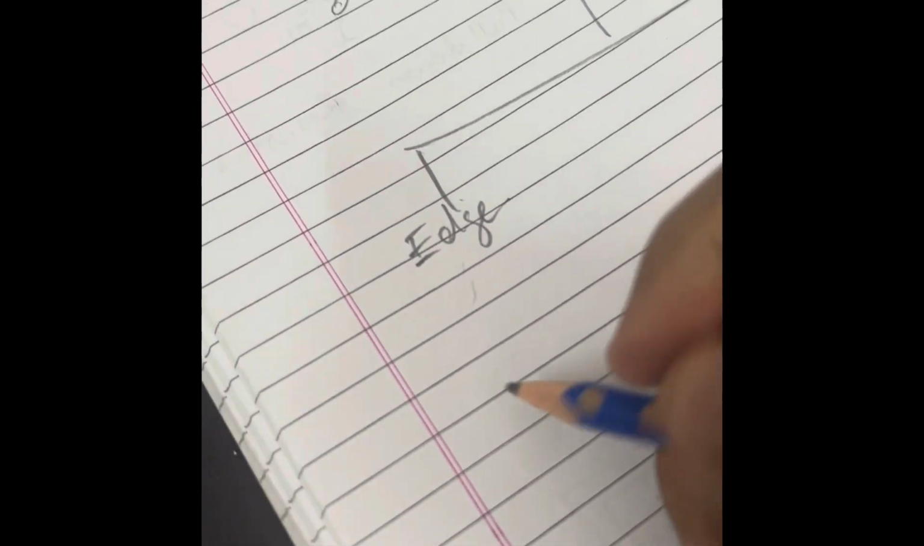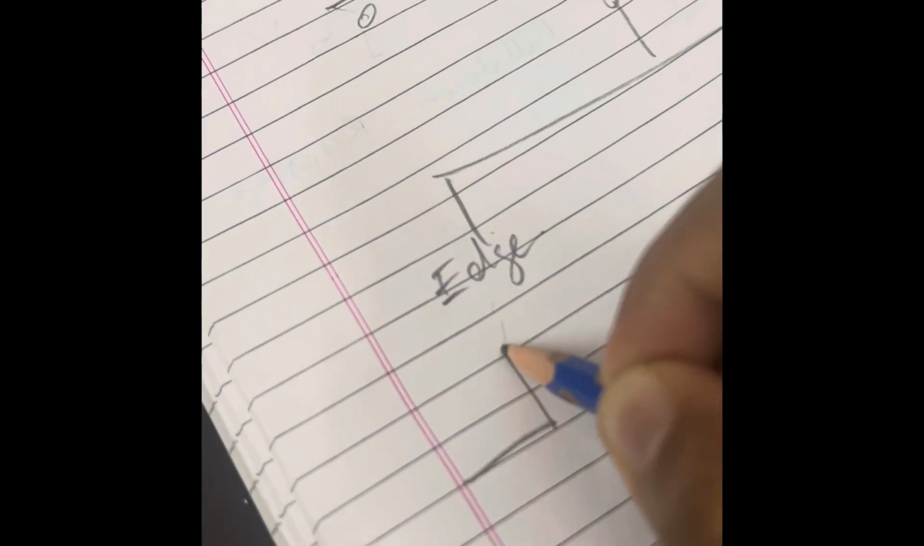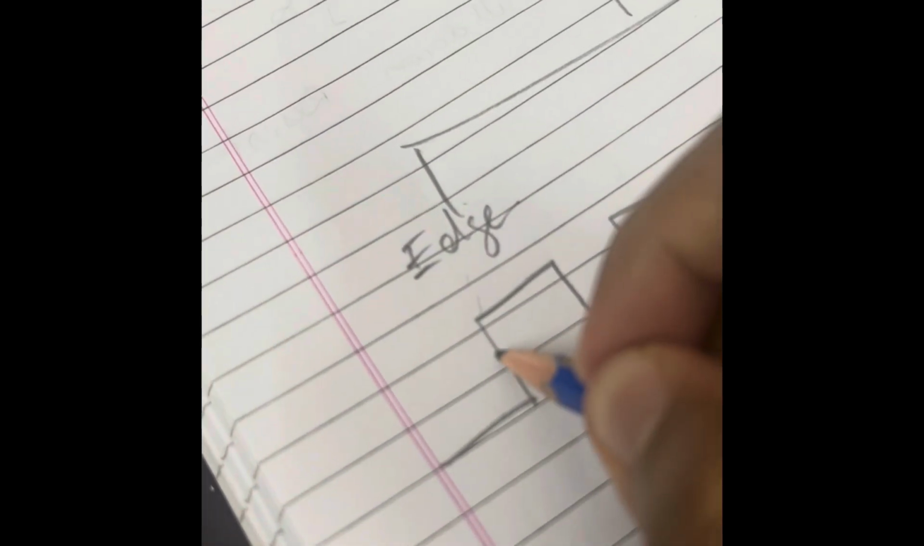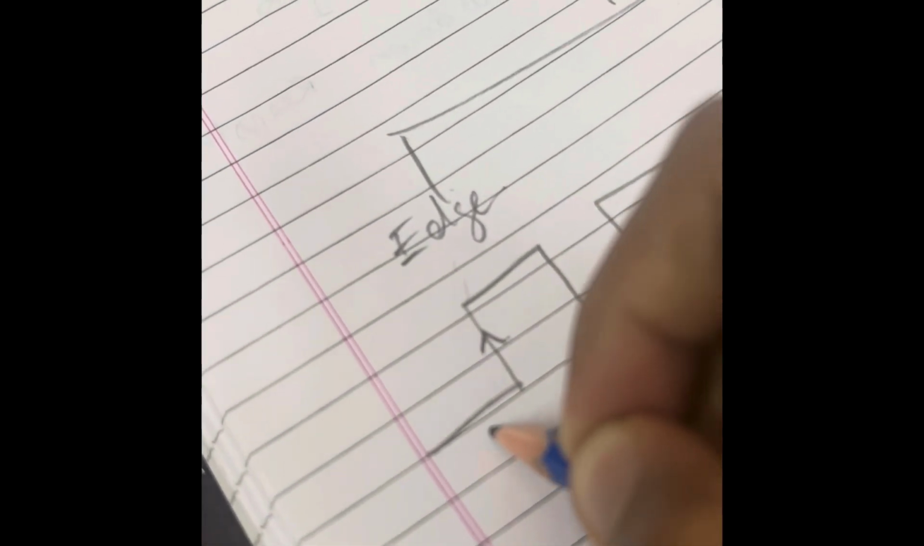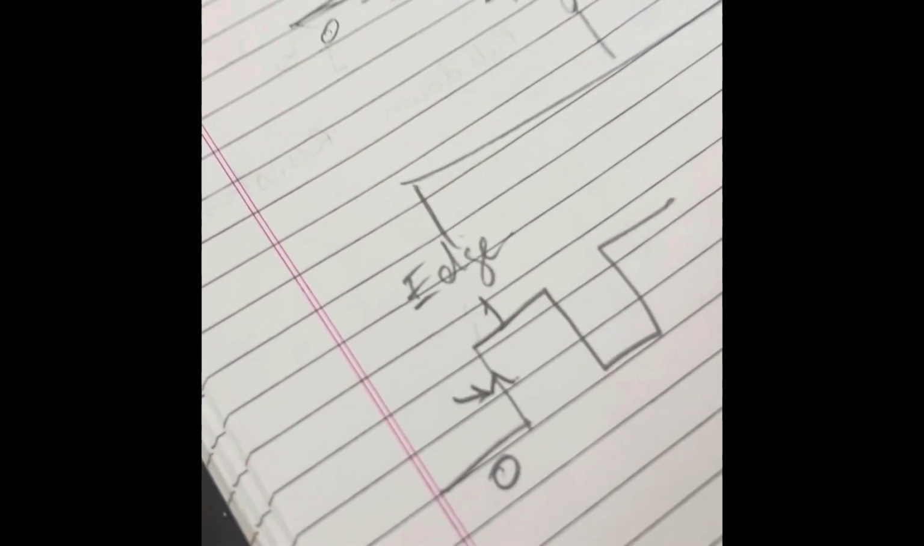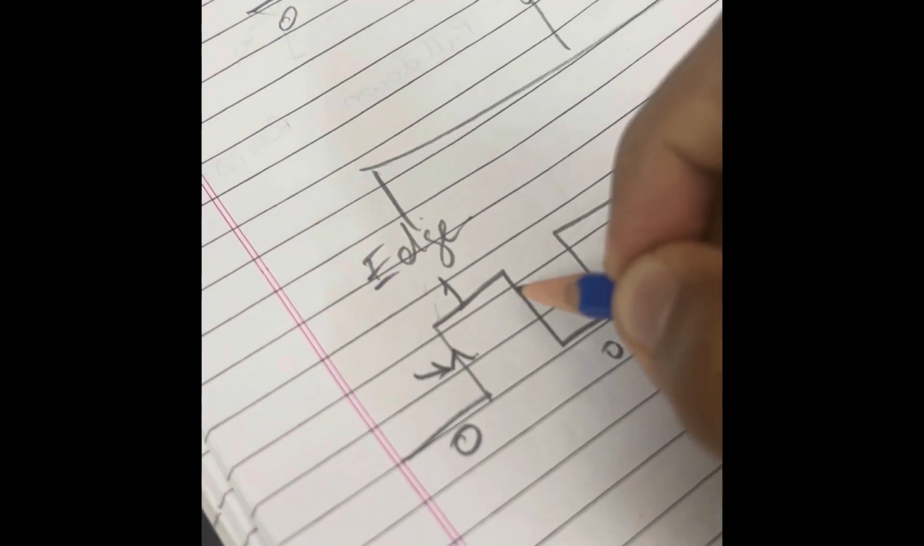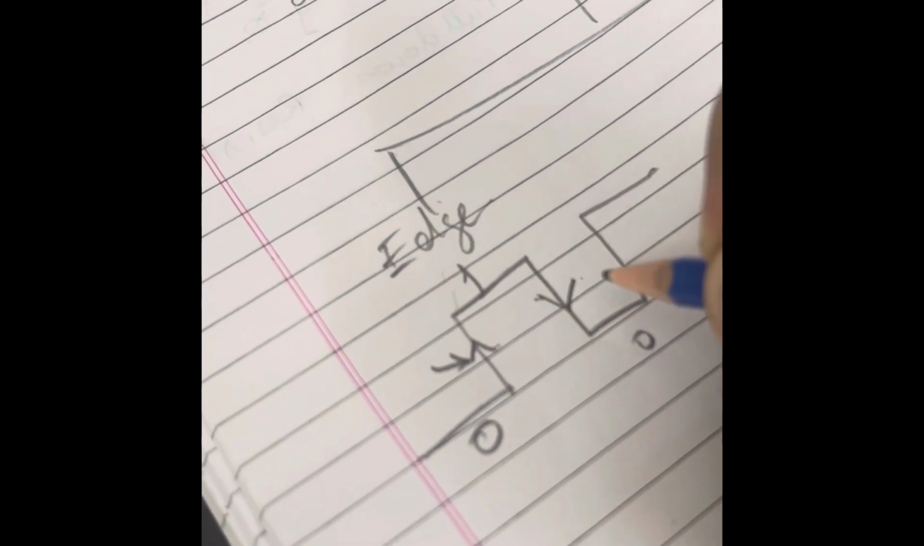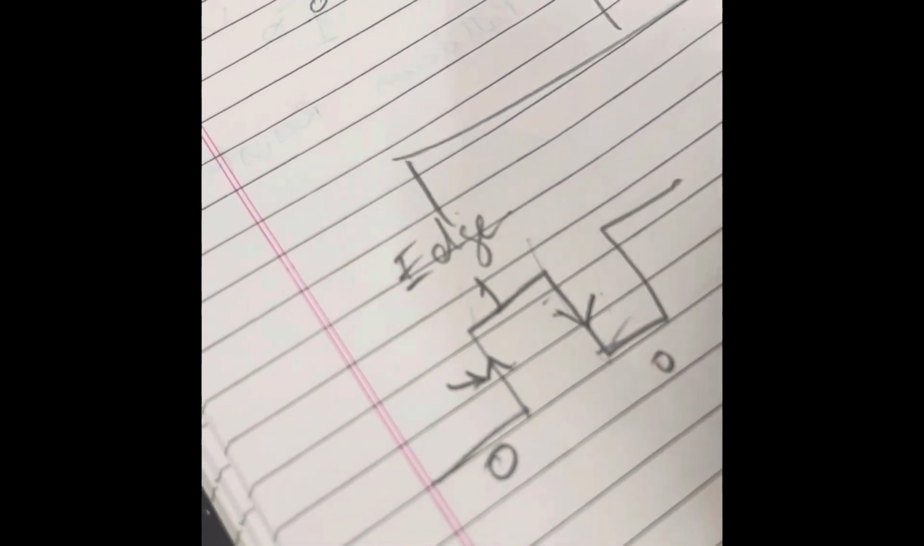Now let's discuss edge trigger. If you have a clock pulse again here, and the triggering is happening at the rising edge, that is when the clock pulse is going from 0 to 1, then this is known as positive edge trigger. Whereas if triggering is happening when the clock pulse is going from 1 to 0, then it is known as negative edge trigger. Got it?